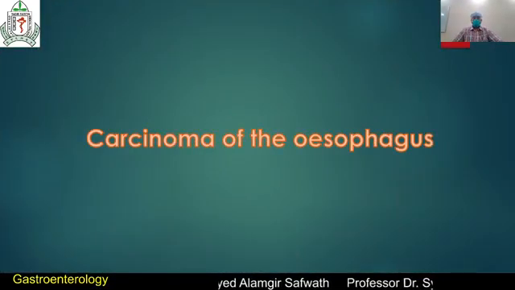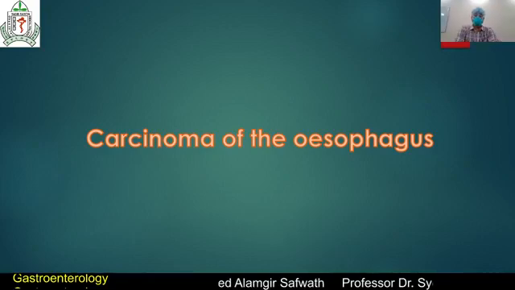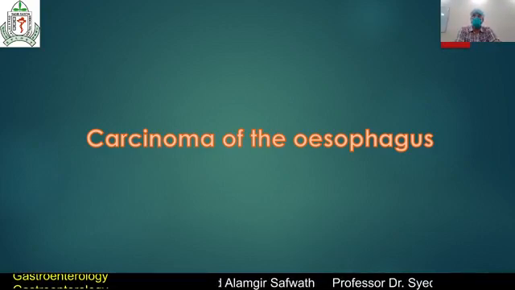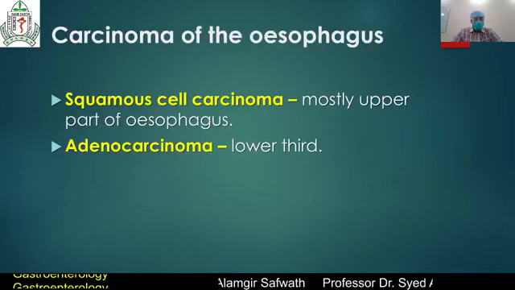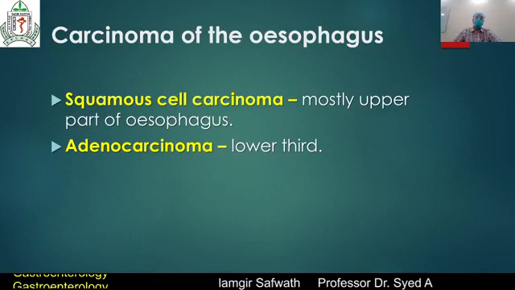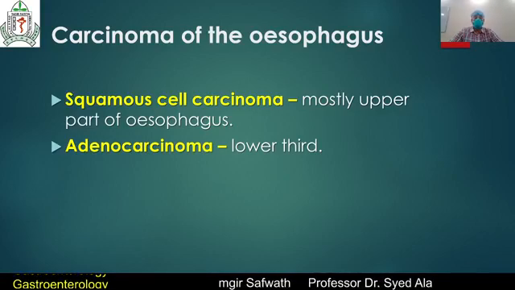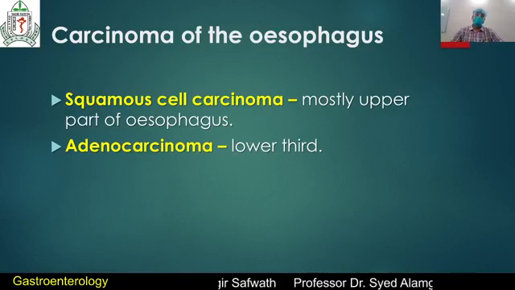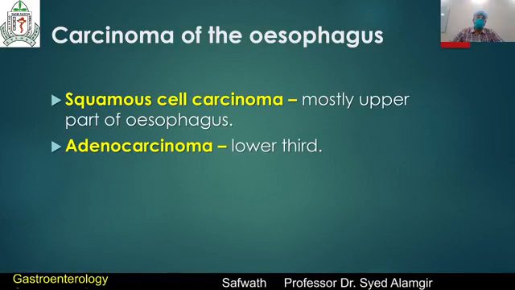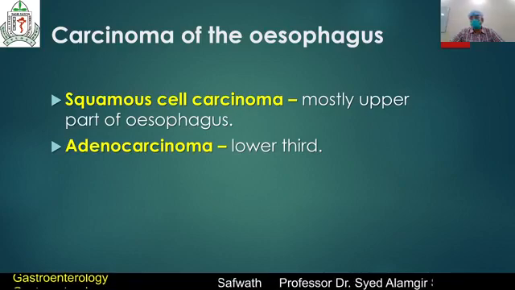So next topic that we'll talk about today in the diseases of esophagus is carcinoma of the esophagus. Esophageal carcinoma. Carcinoma of the esophagus are of two types. The one is squamous cell carcinoma, the other one is adenocarcinoma. Squamous cell carcinoma develops in those areas of esophagus which is lined by stratified squamous epithelium, and adenocarcinoma where it is lined by columnar epithelium.